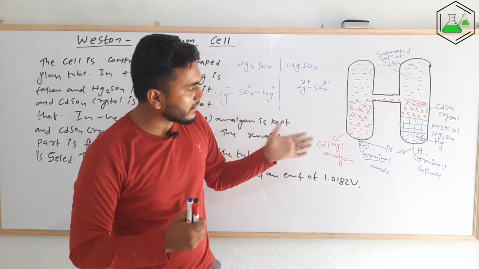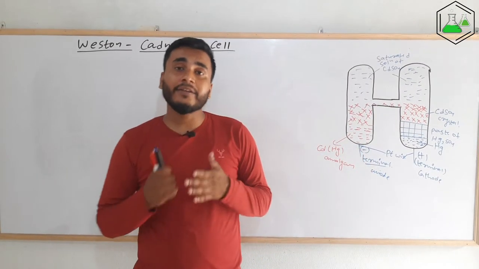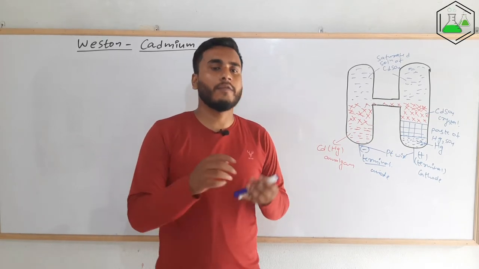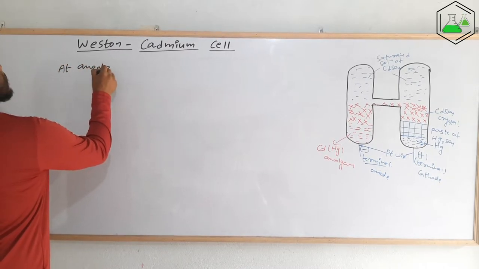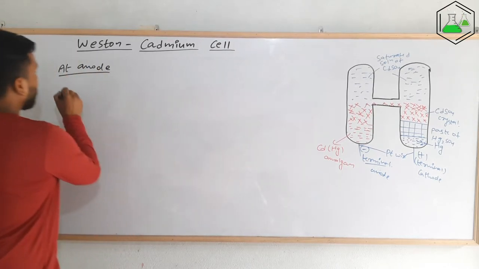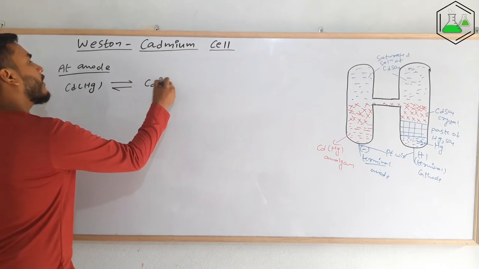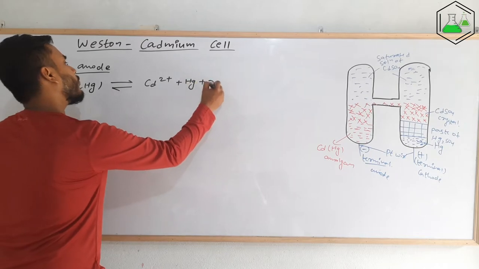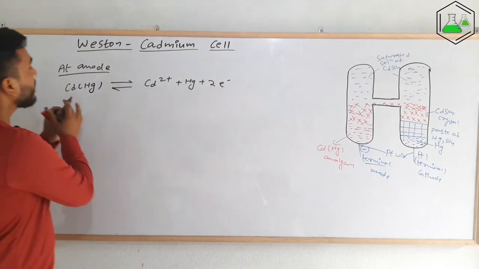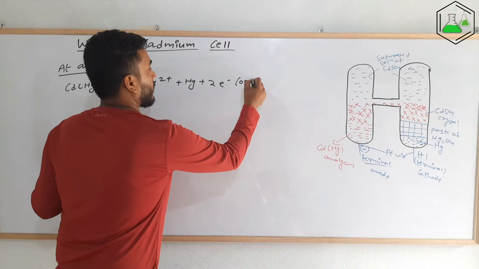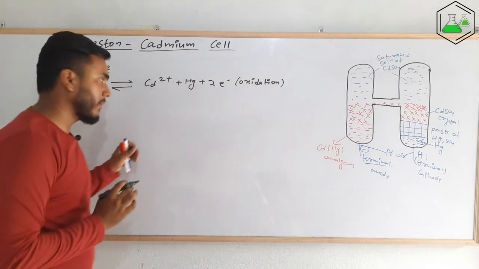Now let's see which reaction takes place in oxidation and reduction half. We know that at negative terminal oxidation reaction takes place. Oxidation means loss of electron. So at anode, this cadmium mercury amalgam will break, and it will give Cd2+ plus mercury plus 2 electrons. Here you can see the charge is plus 2, there are 2 electrons, so the charge is balanced, and this is the oxidation reaction. So this reaction happens at anode or negative terminal.